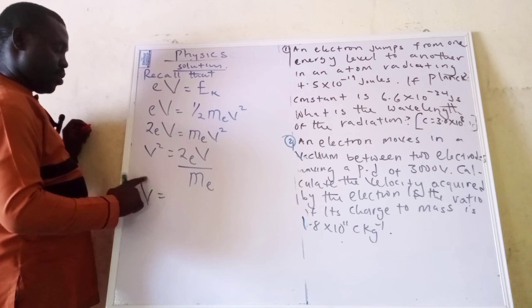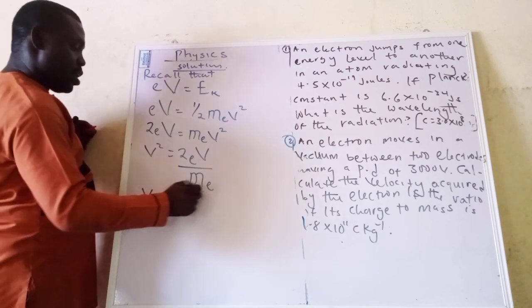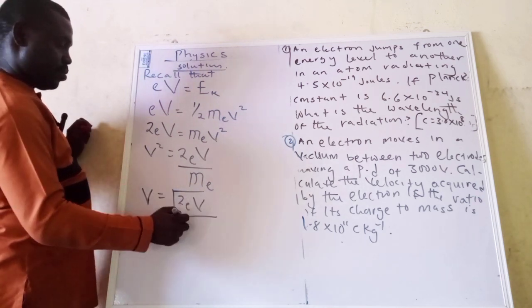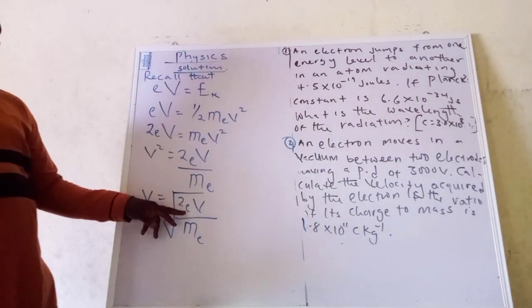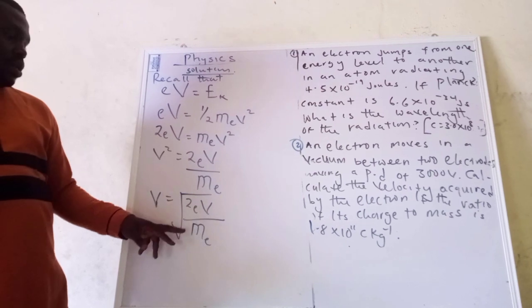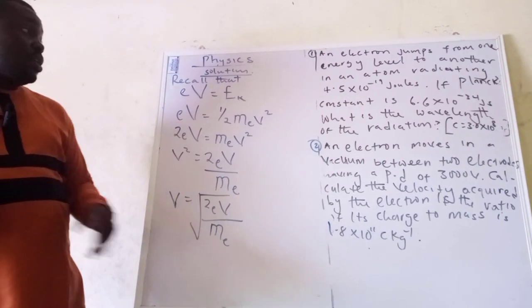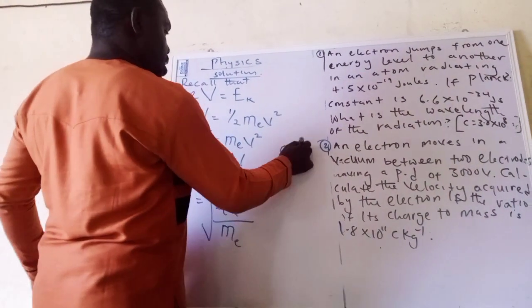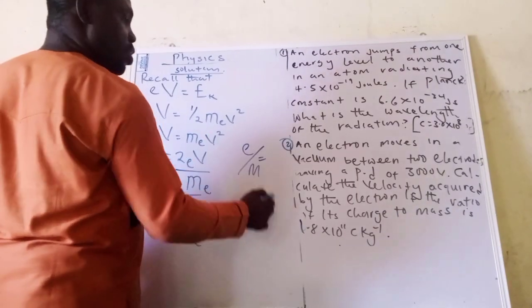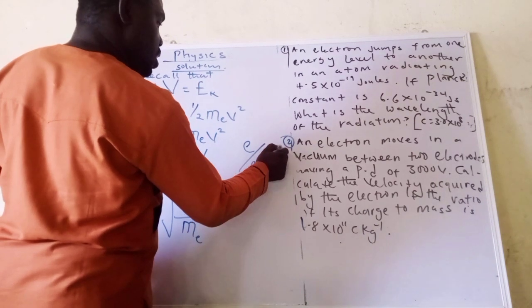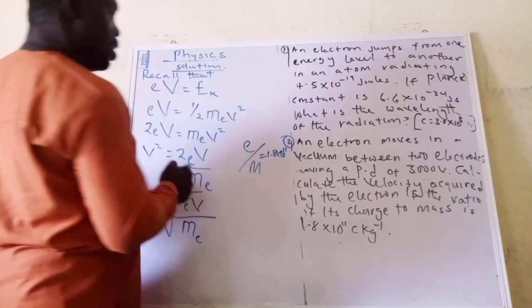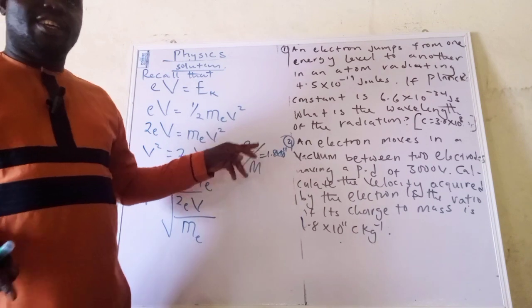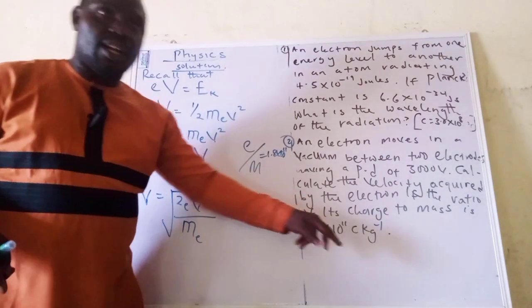So we have velocity equals the square root of two electron volts over m. This is electron charge, this is volts, and this is the mass of the electron. Now, the question says something here. It says that the electron charge to mass ratio should be taken to be 1.8 times 10 raised to the power 11. So that is something over. Do you understand? Yes. This over this, coulomb per kilogram.